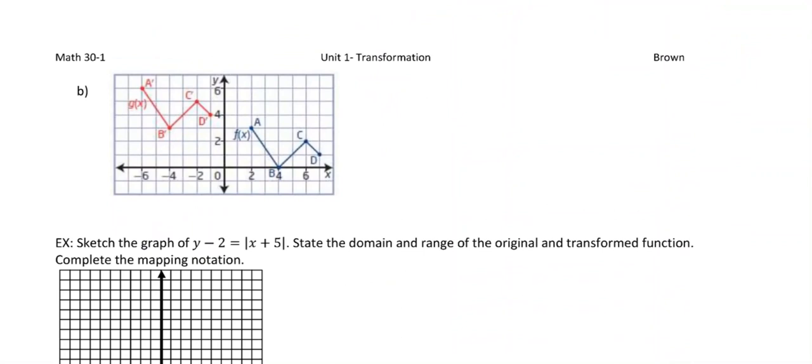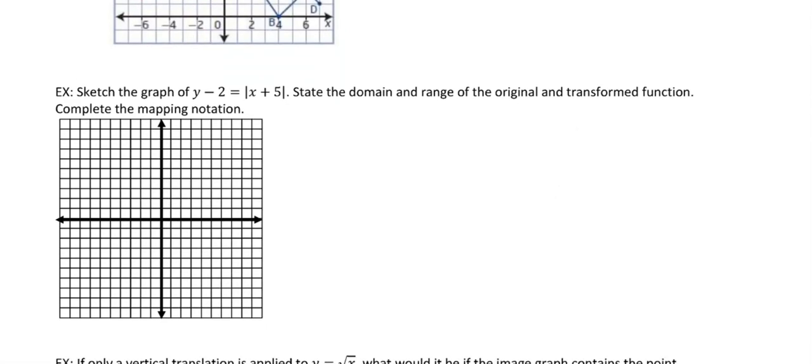You know what? This one's very similar. I just think for time's sake, let's skip down to the next one where we have to draw it. So it says, sketch the graph of y minus 2 is equal to absolute value of x plus 5. State the domain and range of the original and transformed function, and then complete the mapping notation.